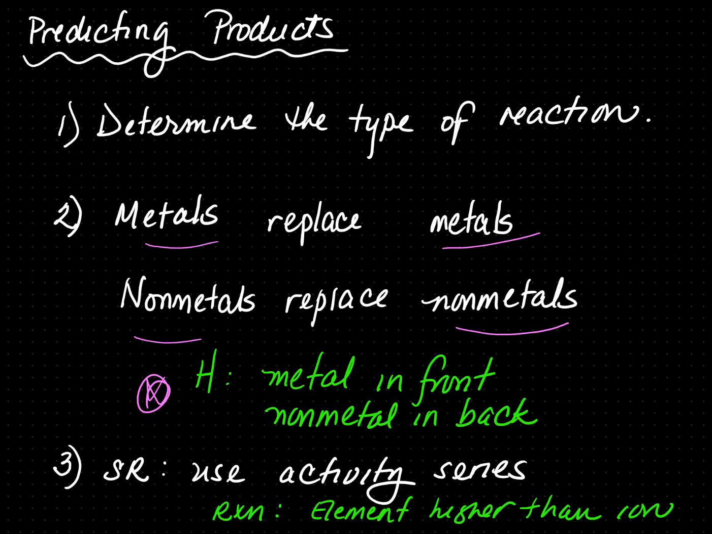Number 3, single replacement. You must always use the activity series. For any reaction that occurs, the elemental form must always be higher than its ion form.